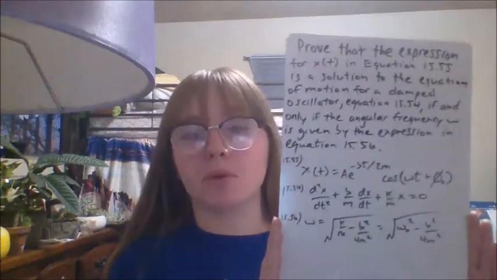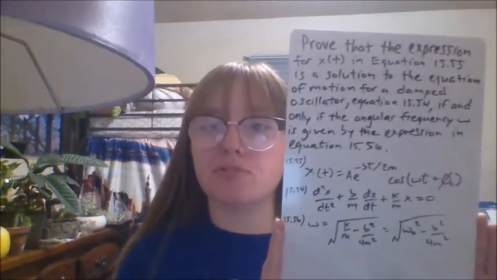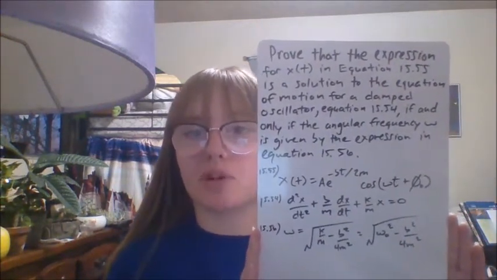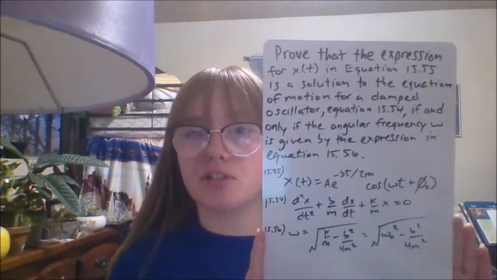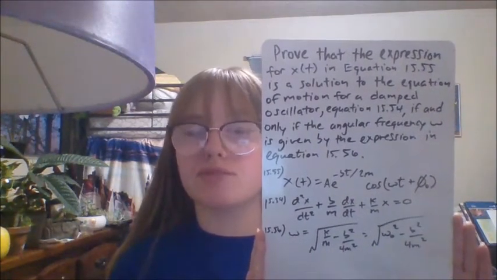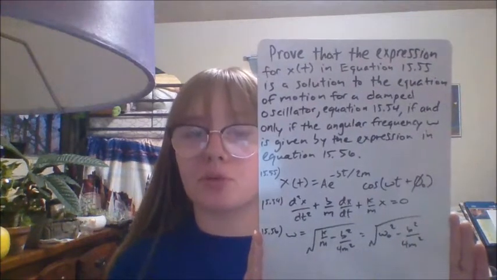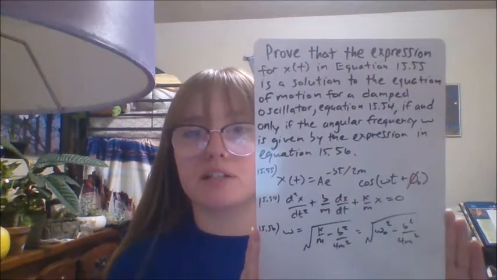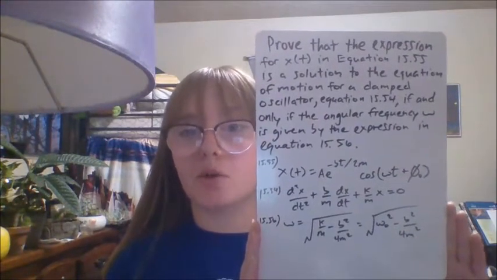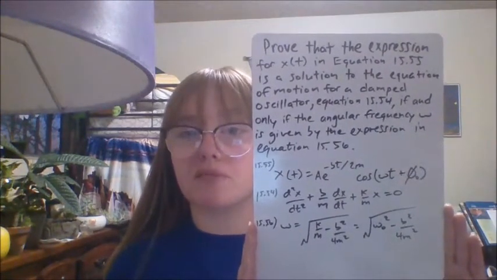Hi, today I'm going to be doing problem 15.73, which states: prove that the expression for x of t in equation 15.55 is a solution to the equation of motion for a damped oscillator, equation 15.54, if and only if the angular frequency is given by the expression in equation 15.56. So I've listed the three equations that were given below.